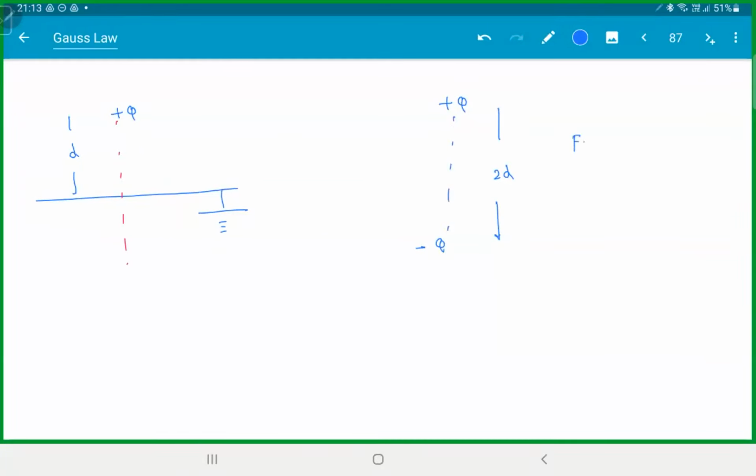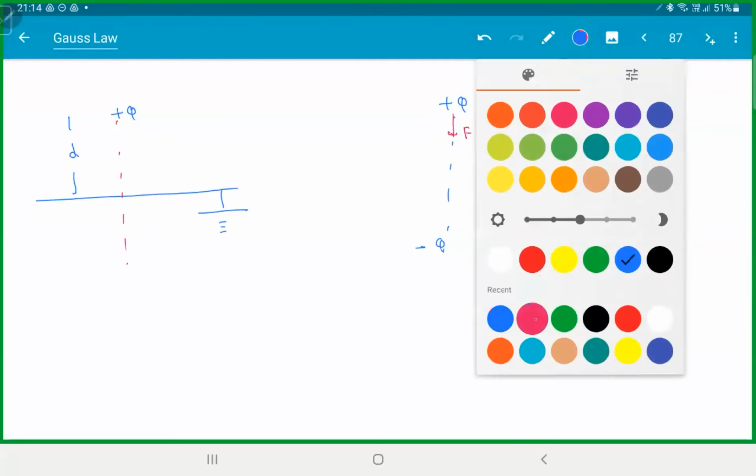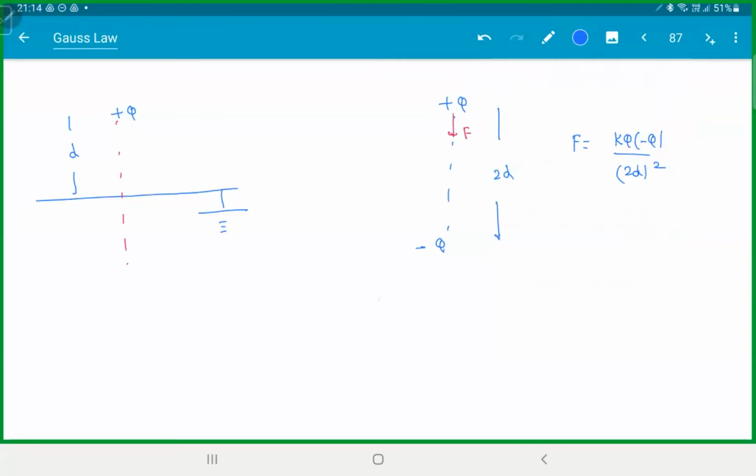So what's the force between them? K q times minus q by 2d whole square. Easy. Make sense? So that little minus means attractive force. But here there is a catch. What about the potential energy? Can someone tell what is the potential energy then?